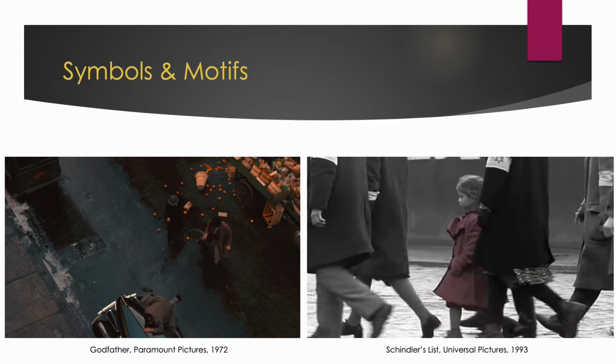On the left is a scene from the original Godfather movie. What's happening in it is Vito Corleone, who is the Godfather, is at the bottom of the scene leaning against a car. He's been trying to buy oranges from this little fruit cart, and as he does, these men come out of somewhere and start shooting at him. So you see the oranges spilled all over the ground. In the Godfather films, oranges signify death, or at least the possibility of death.